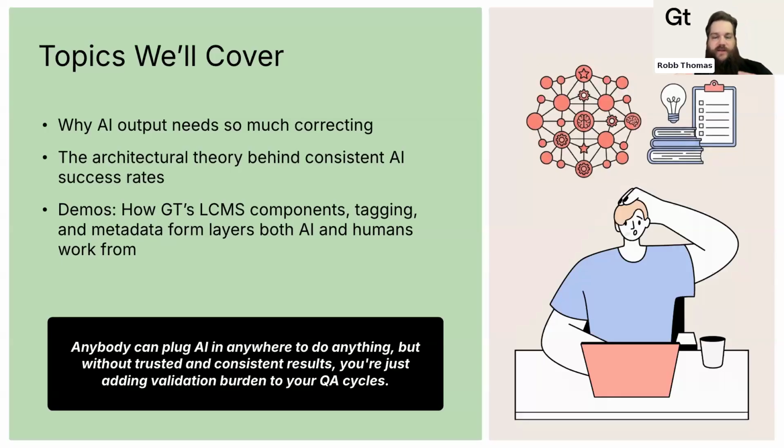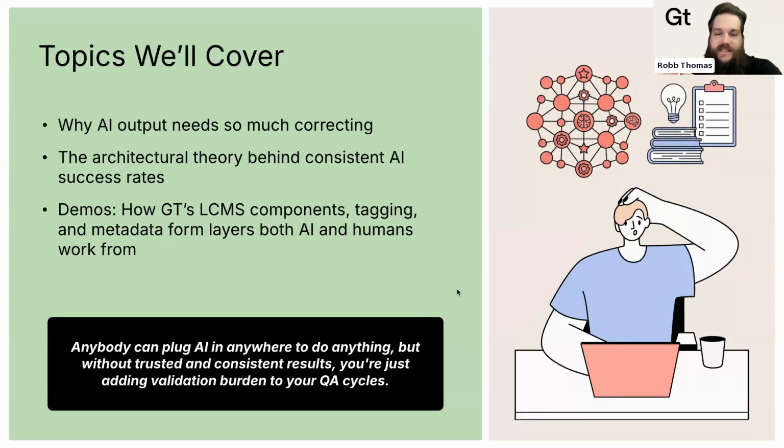So I wanted to start with a very practical problem. The real problem that I see with AI content in publishing is trust. Today, almost anybody can plug an AI model into a content system and ask it to do something. We can ask AI to generate content. We can ask it to generate metadata. We can ask it to revise or transform existing content.